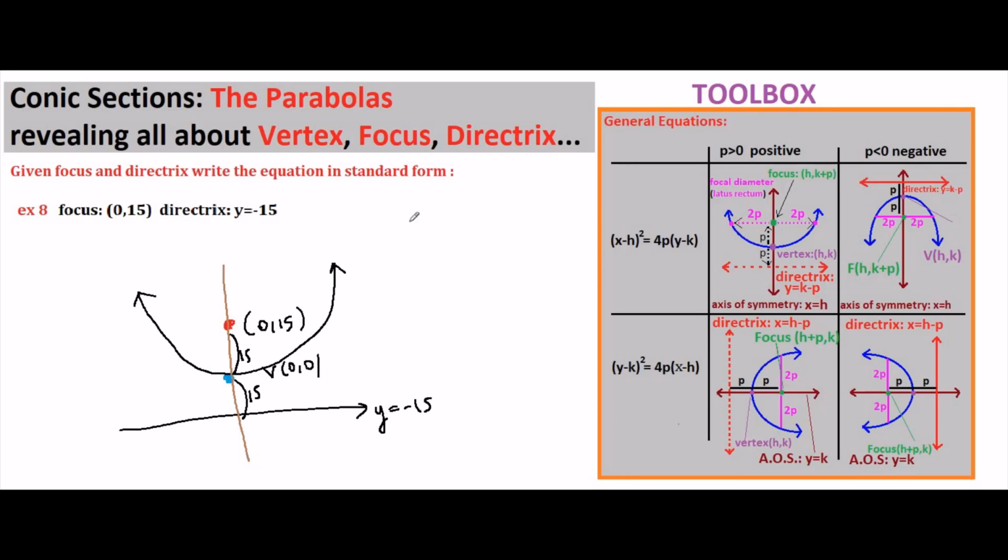Our equation is in the form (x minus h) squared equals 4p times (y minus k). It's opening upwards, so our p-value is positive. Our vertex is (0, 0), so h is 0 and k is 0. So we clean up: x squared equals 4 times the p-value, 15, so 4 times 15 is 60, times y. This is the equation.